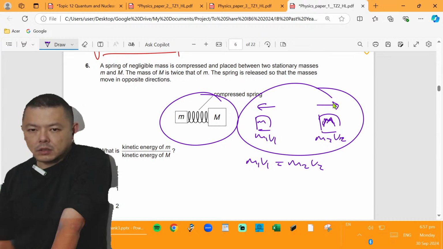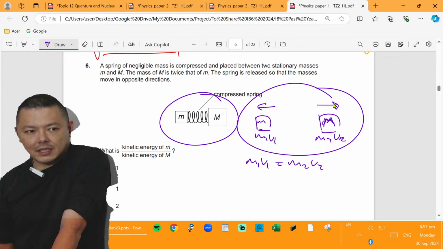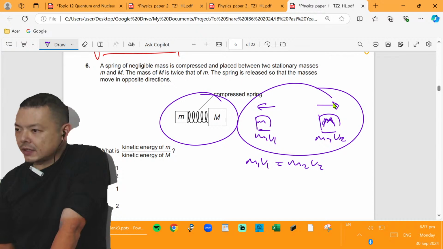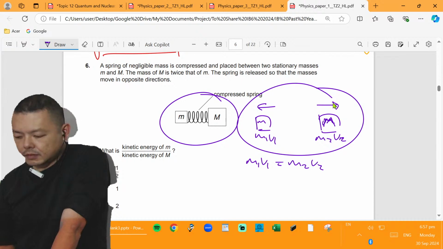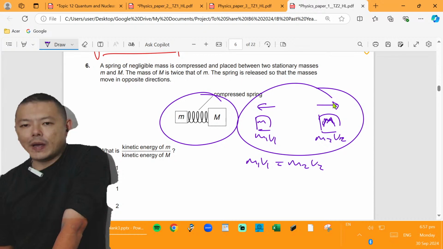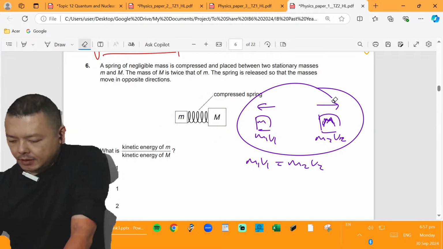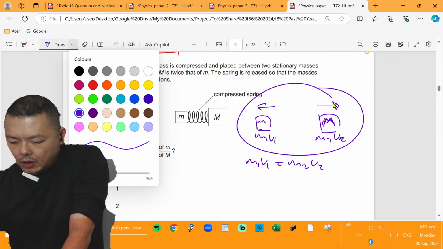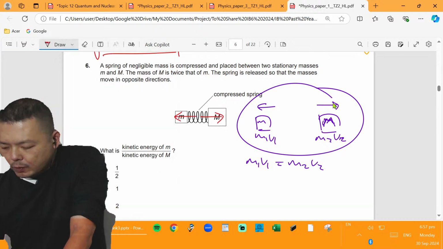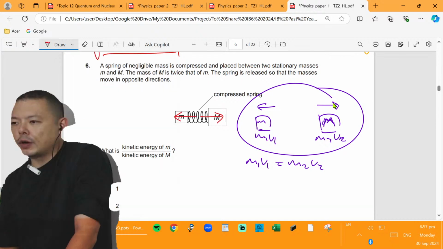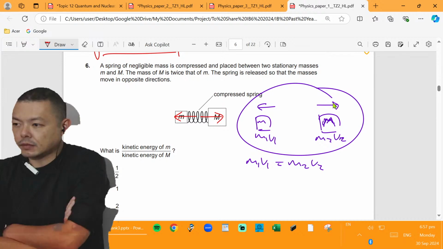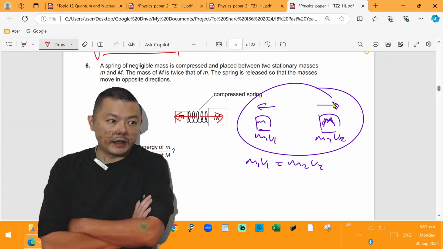I mean, that's the first step. That's the first step, right? First step here. Okay, now what if you went down the wrong path and you decide to think of force instead? Because you might be thinking, okay, exert the same amount of force on both sides, correct? The spring will exert the same.